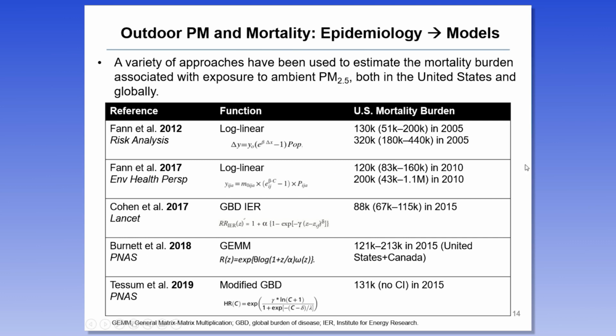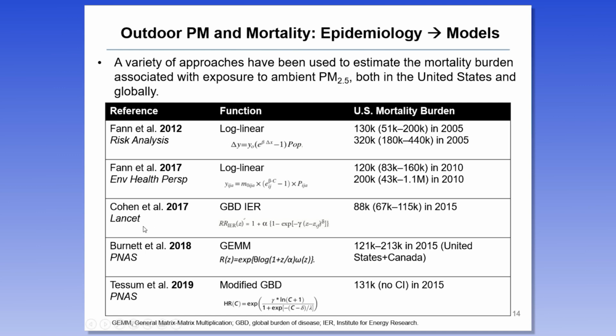And so a few years later, this same group published a paper in Environmental Health Perspectives, using essentially the same model form, but using updated population and pollution data in 2010, and estimated the mortality burden associated with ambient PM2.5 in the U.S. was around 120,000 using one model estimate, and then maybe around 200,000 using another risk factor or another slope, if you will. So again, bouncing around those same numbers as before.